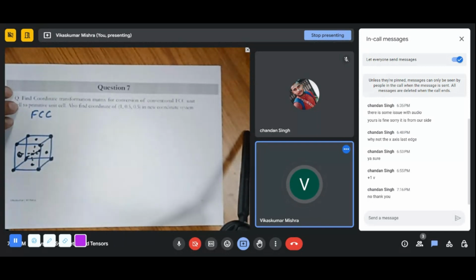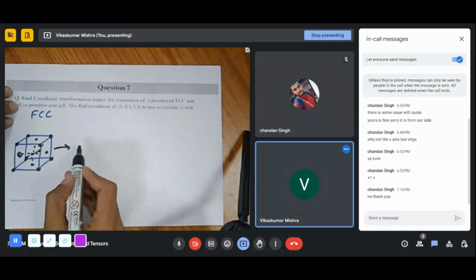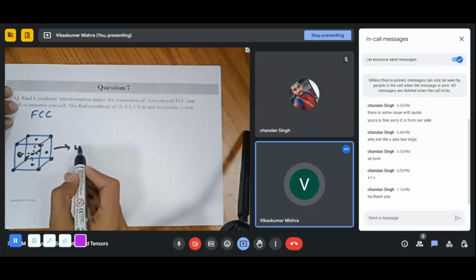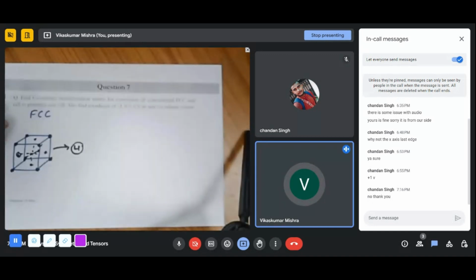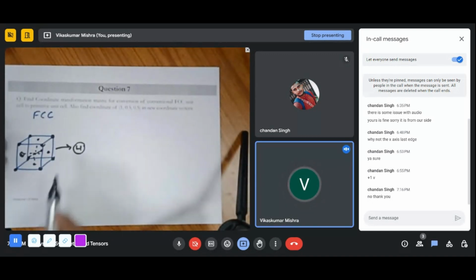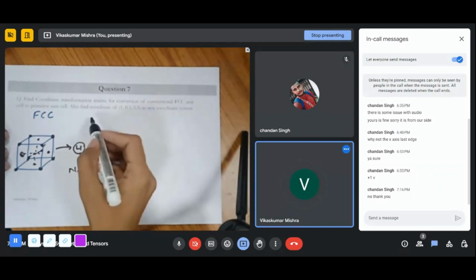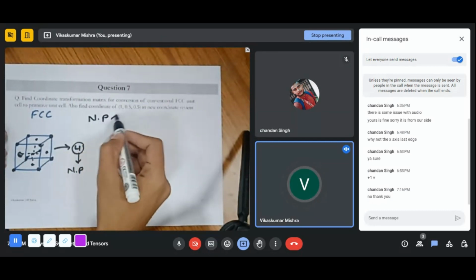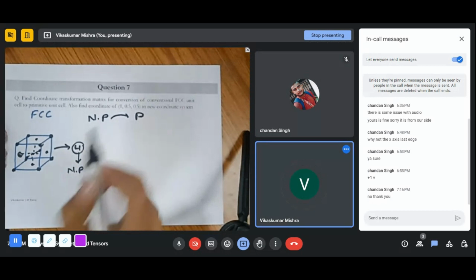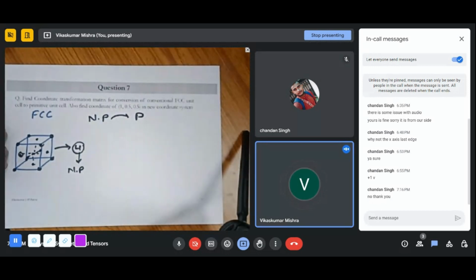So overall we will have effectively 4 lattice points per unit cell, and since this number of lattice points is more than 1, this is non-primitive. Our question is demanding that we convert the non-primitive unit cell to the primitive unit cell. Okay, this is what our question is asking us to do.